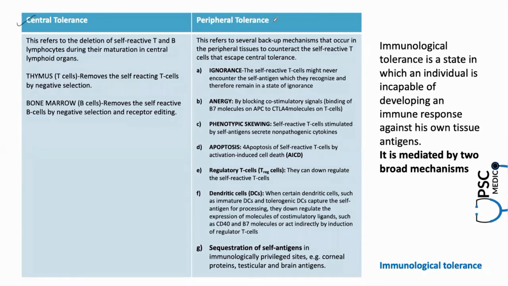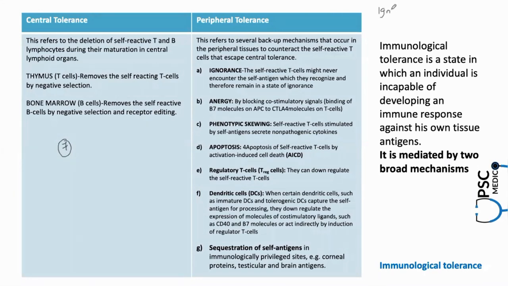Peripheral tolerance is more important, because most of the time it is the disturbance in peripheral immunological tolerance that leads to autoimmunity. There are several backup mechanisms occurring at the tissue level to counteract self-reactive T cells that escape central tolerance. What are these? There are 7 mechanisms which you need to remember.